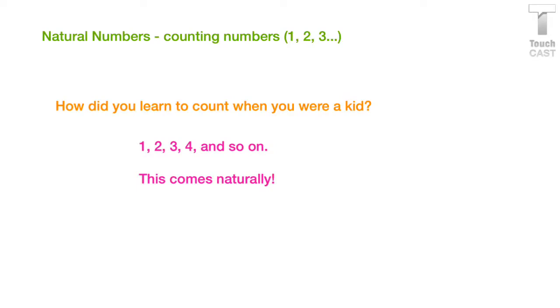An easy way that you can remember this is think about how you learned how to count when you were a kid. When you started counting, you said 1, 2, 3, 4, and so on. So whenever you first counted as a kid, that came naturally. So your counting numbers are your natural numbers.